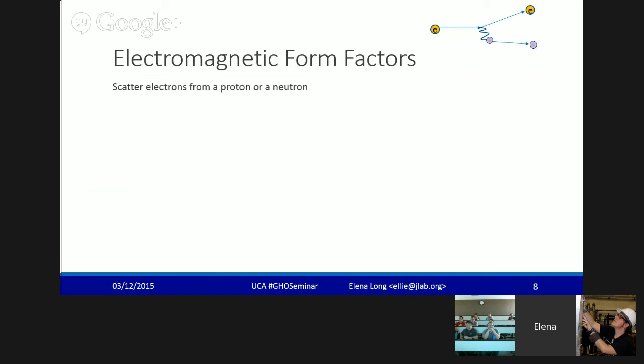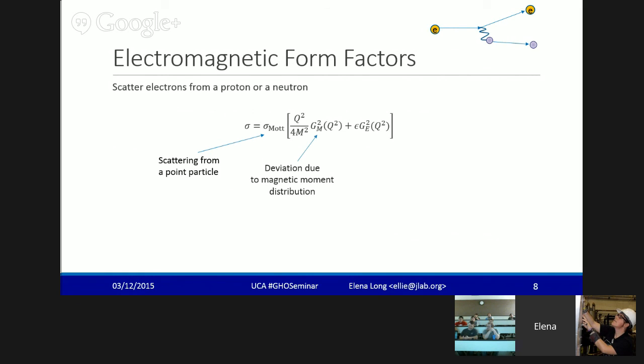electromagnetic form factors. We're starting off the same way. We're scattering electrons from protons or neutrons. We have this Mott cross-section for our point-like particle and this deviation term at the end. There are two pieces in here, this G_M and this G_E. The first one is a deviation that's caused by the magnetic moment distribution inside of protons and neutrons. And G_E is a deviation based on the charge distribution.